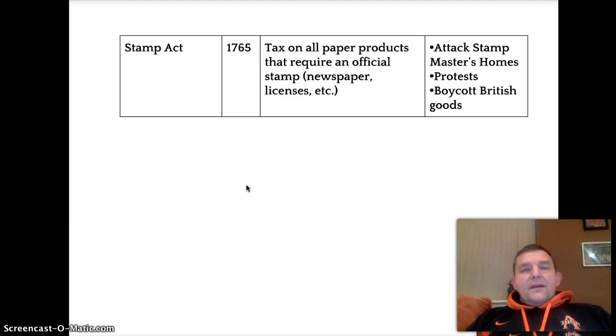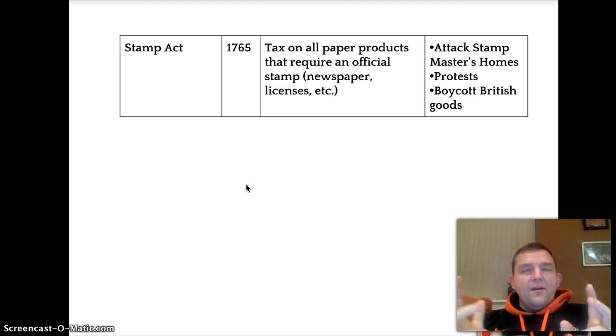Newspapers, wedding licenses, deeds to property, anything that was printed on paper would pay a tiny little tax. We're talking 1/10 of a cent of tax on any one piece of paper. So the price of a newspaper would go from 10 cents to 11 cents. It's not like it's a huge jump.